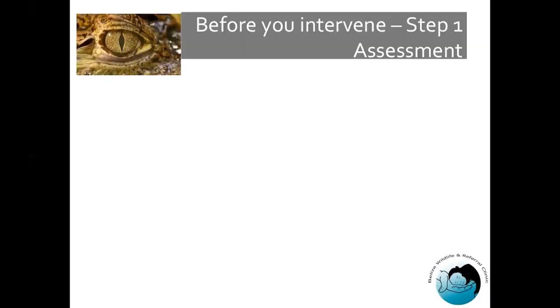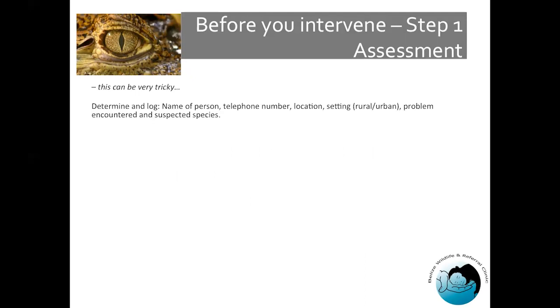But the challenges abound. So let's come to step number 1, the assessment. We did talk about this already in the health assessment presentation. This is very tricky. For your wildlife cases, you want to get the name and contact for the person, the geographic location, a bit of the setting, what is the problem encountered, and what is the species? Because your first challenge is to really determine what is the species. And then what is its life stage?